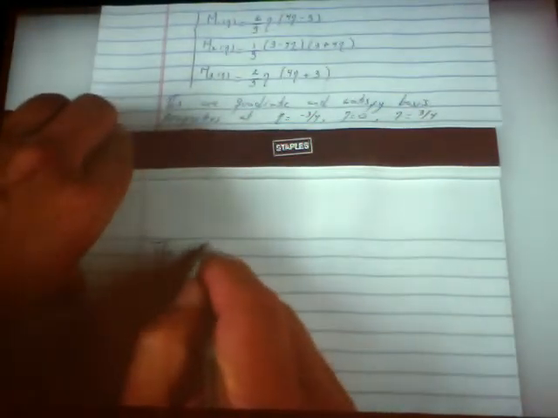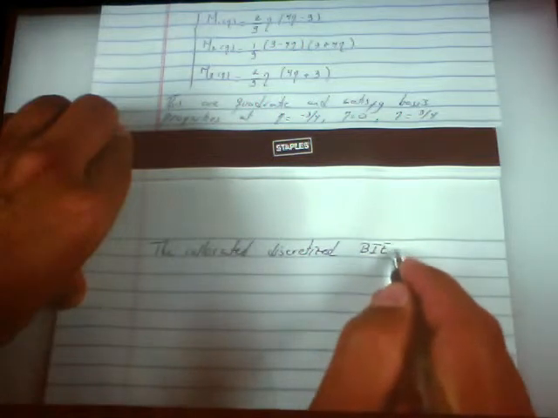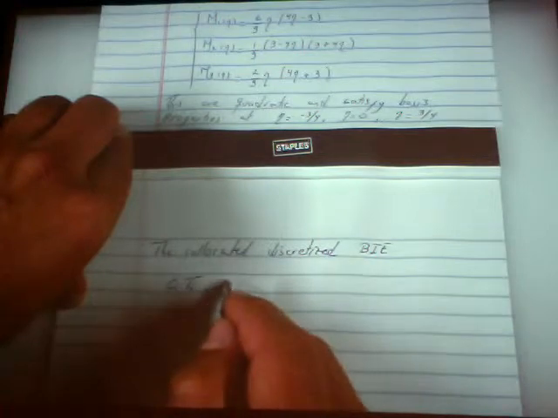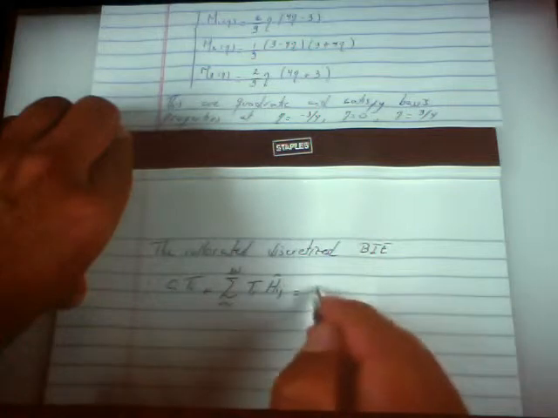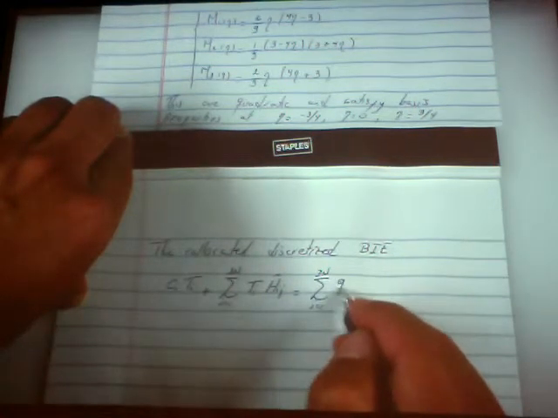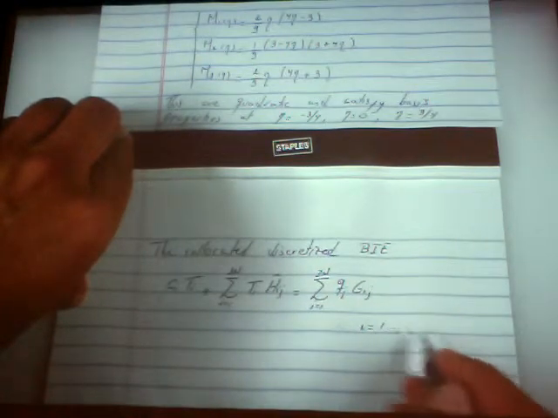So the collocated, discretized BIE becomes C_i T_i plus the summation from j equal 1 to 3n of T_j H_ij is equal to the summation from j equal 1 to 3n of Q_j G_ij, such that i goes from 1 to 3n.